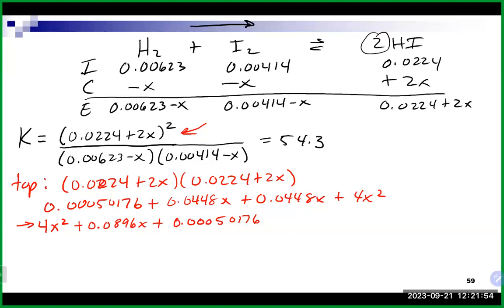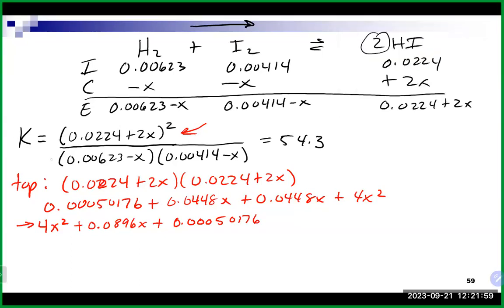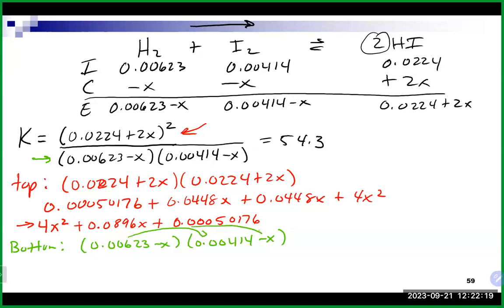We're going to do the same thing for the bottom part, maybe in a different color. So we'll do the bottom down here. We take 0.00623 minus x times 0.00414 minus x. I'm assuming everybody knows, but just to remind each other: out and in, and then in and out, just like so is what we're doing.